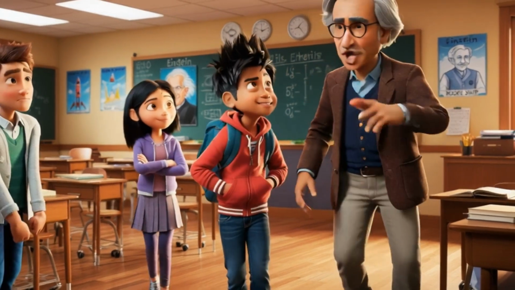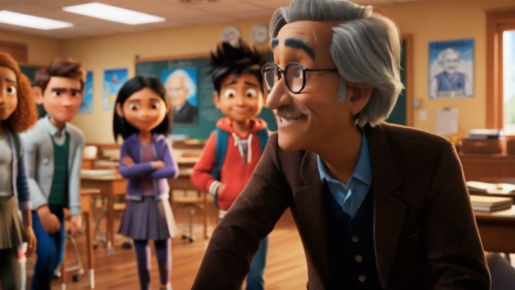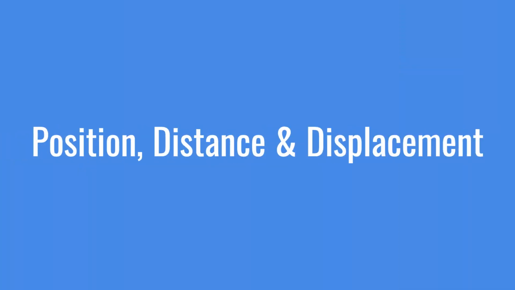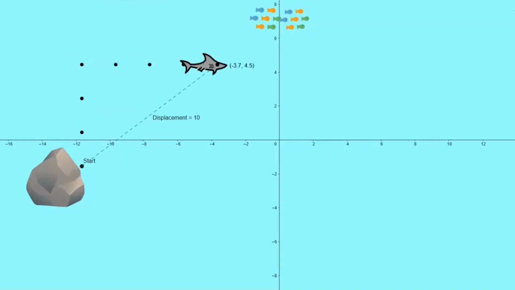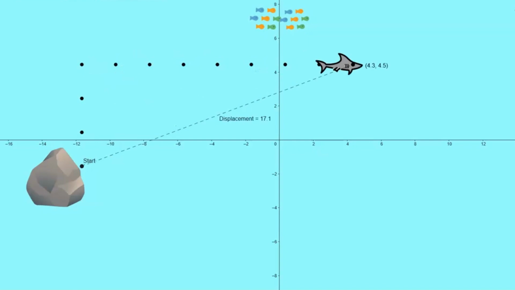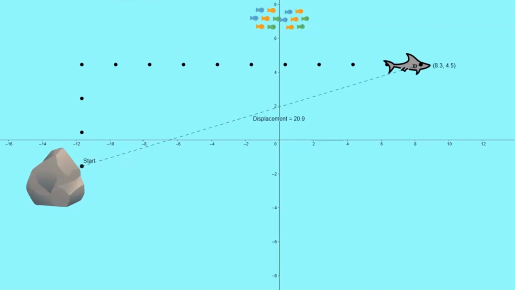Let's now understand the concepts of position, distance, and displacement. To follow the path of the shark, it begins by rising from behind the rock and moving 4.5 units along the y-axis. After that, it moves forward along the x-axis and ultimately stops at an x-coordinate of 8.3. From this example, we can determine that the shark's final position is (8.3, 4.5).